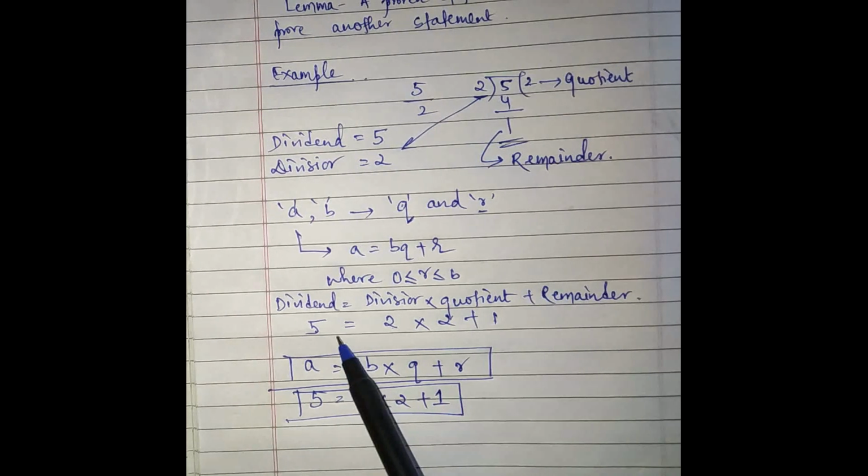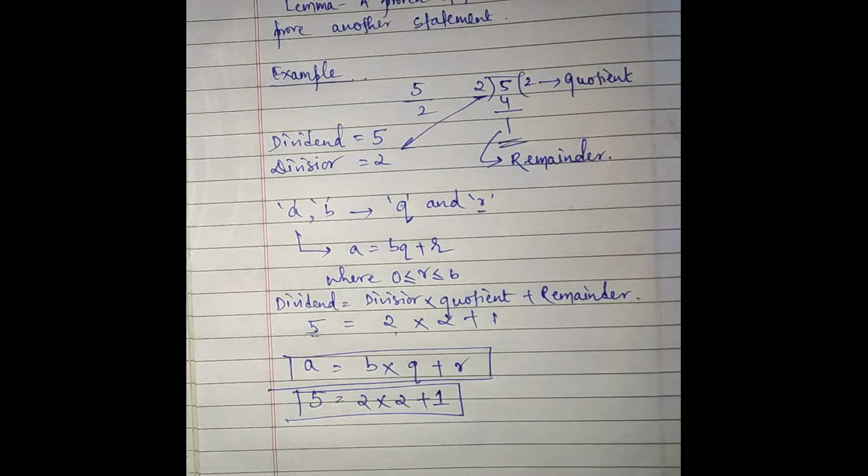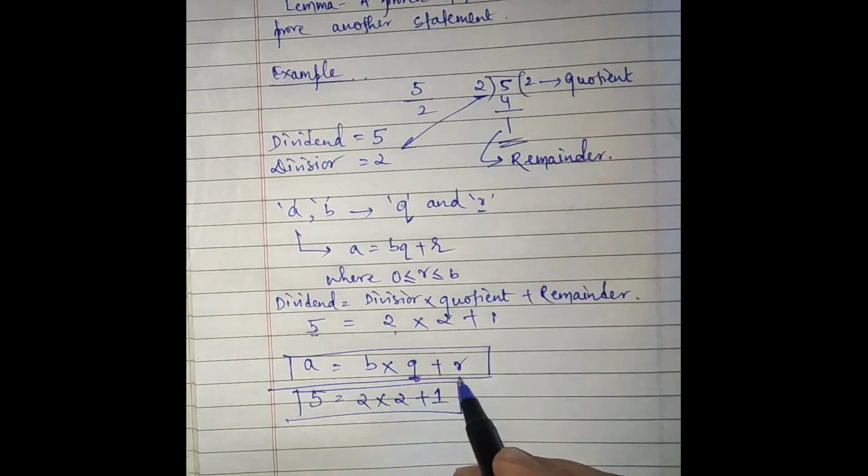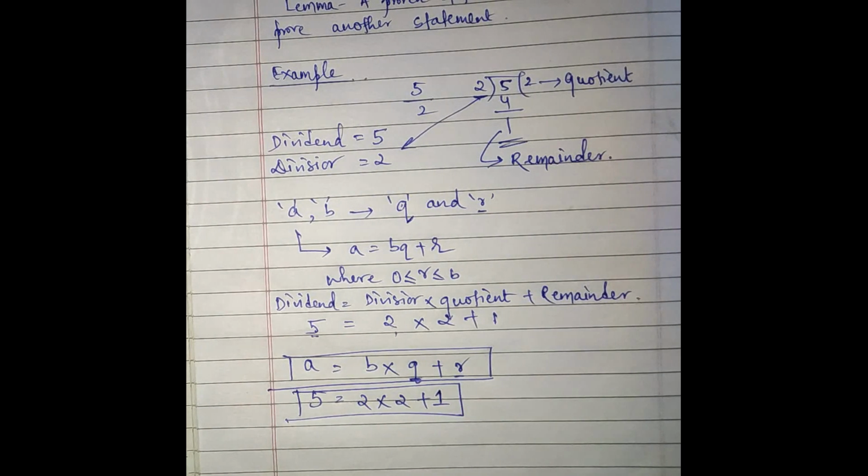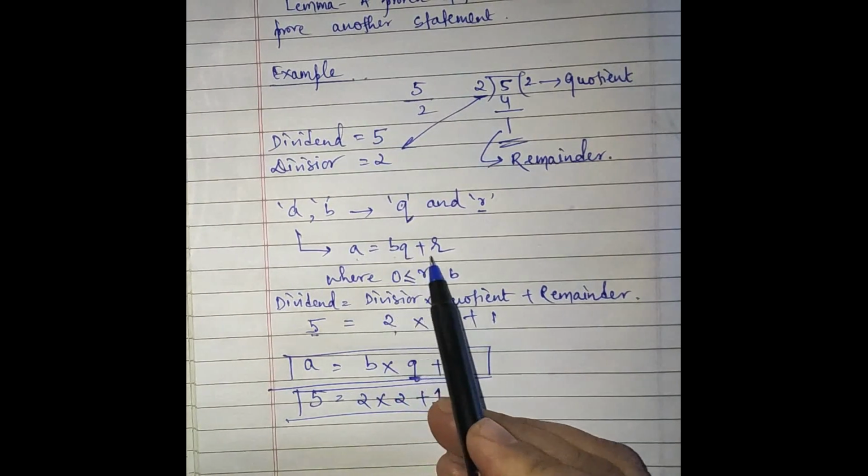When you divide two positive integers, it is based on the division method. When you divide these two, two unique integers q and r will exist, such that they will satisfy the equation a equals bq plus r.